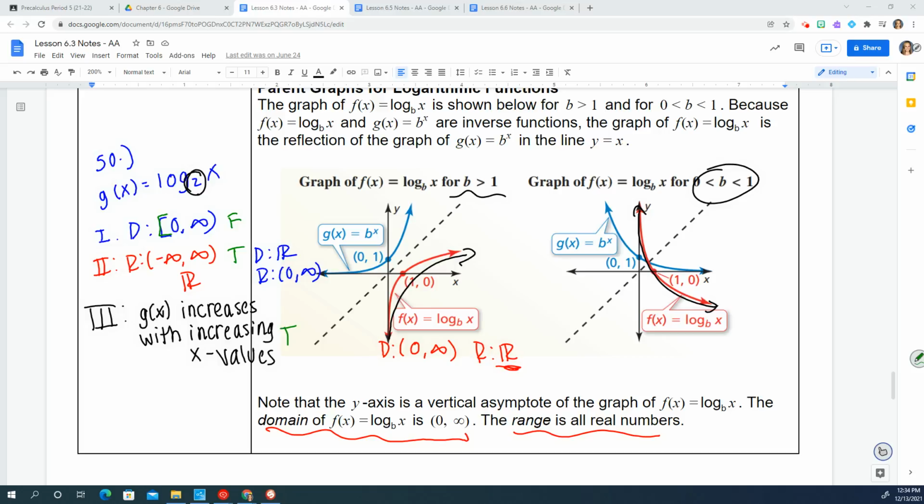D is 2 and 3 only for number 50. Yeah, D. So that's a good example of how you kind of have to know what the graphs are, but you won't be asked to actually graph one, just know those relationships.